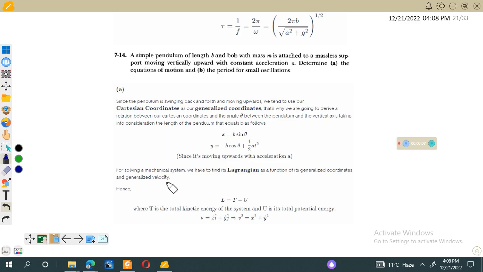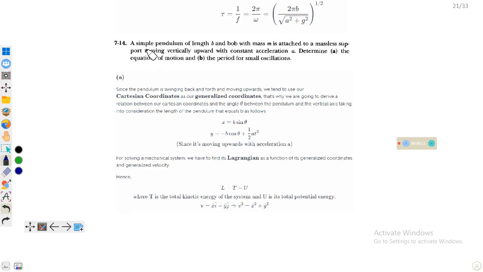In this lecture we will discuss the solution for problem number 7.14, which says that a simple pendulum of length b, same as problem number 13, and bob with mass m is attached to a massless support moving vertically upward with constant acceleration a. Determine the equation of motion and the period of small oscillation.